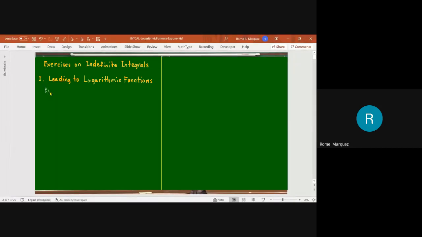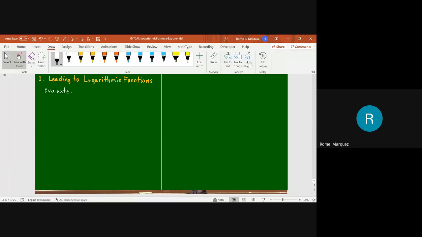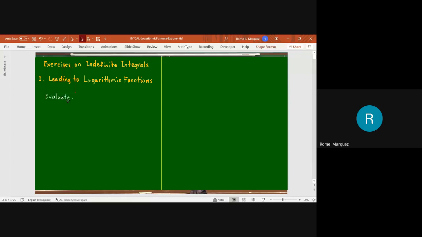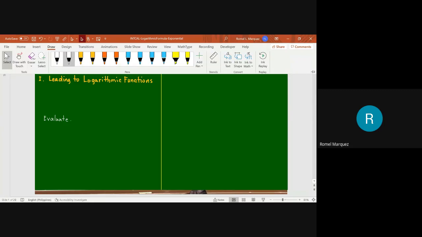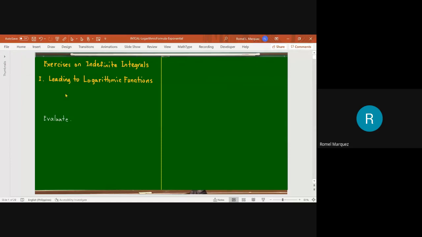Evaluate the following indefinite integrals. By the way, what's the formula that we're going to use? Do you still remember the formula, guys? What's the formula, guys? We have the integral of du over u is equal to ln of the absolute value of u plus c.